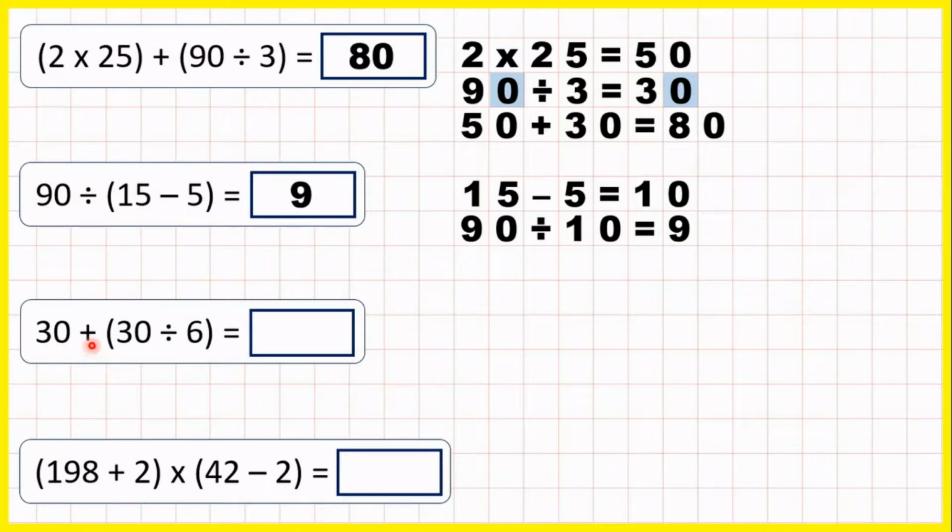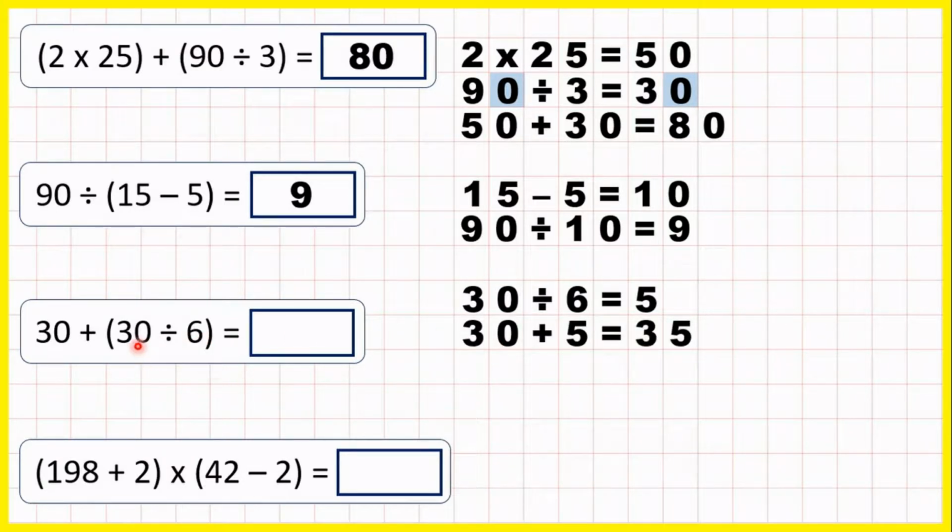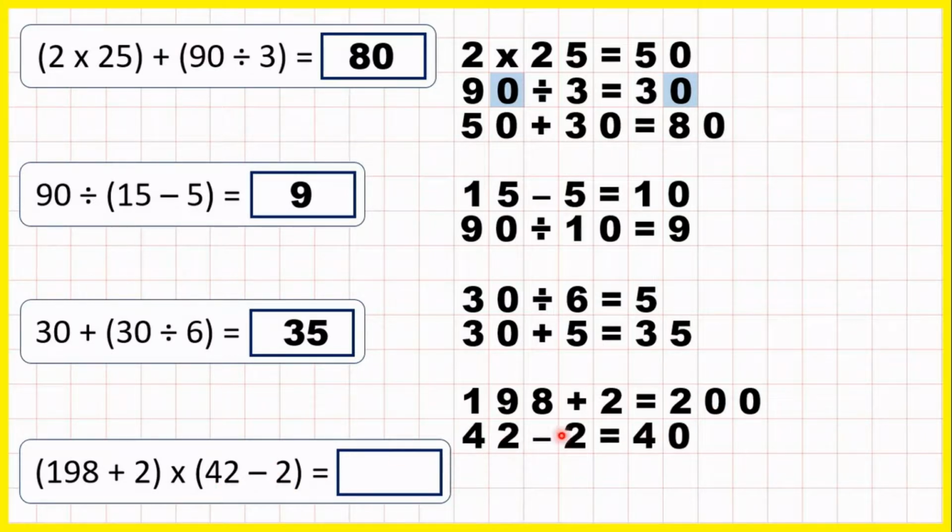Now 30 plus 30 divided by 6, but 30 divided by 6 is in brackets, so we work out that first, and then we have 30 plus 5, so our answer is 35. Now we have two pairs of brackets, so we have to work out what's in the brackets before we can multiply. So 198 plus 2 is 200, 42 minus 2 is 40, so now that we've found what's in the brackets, we can multiply them together.